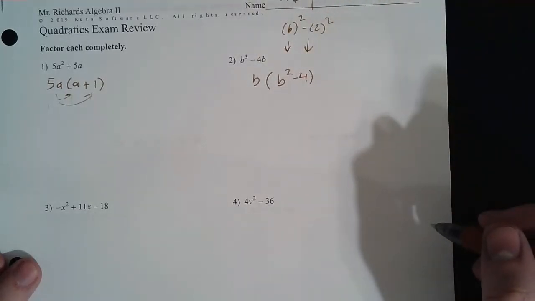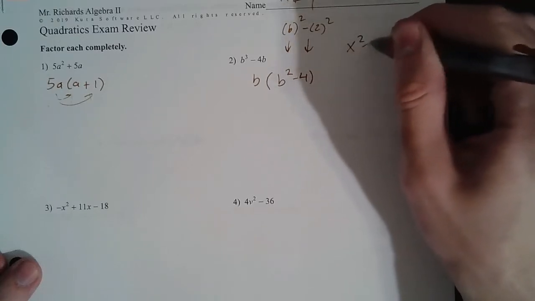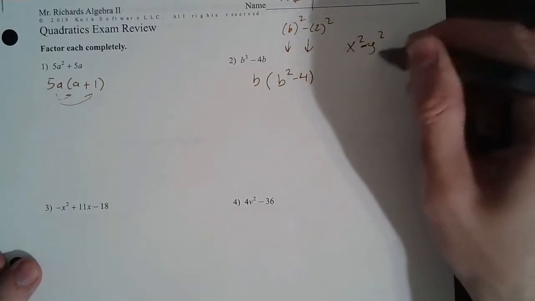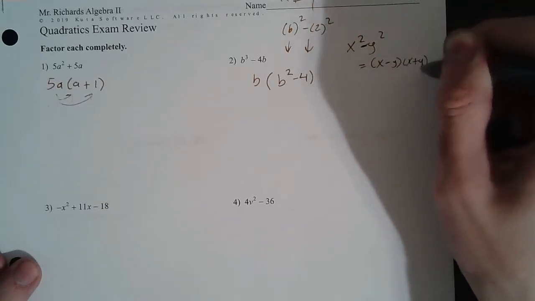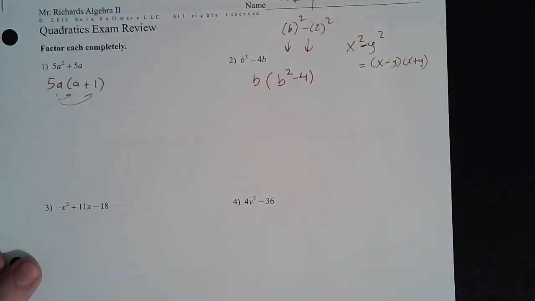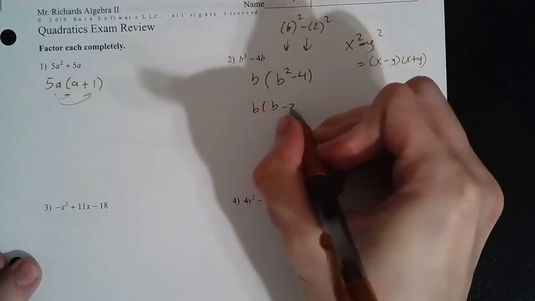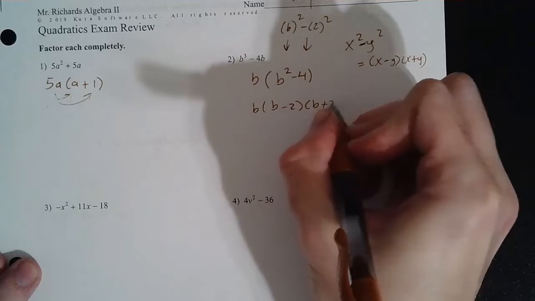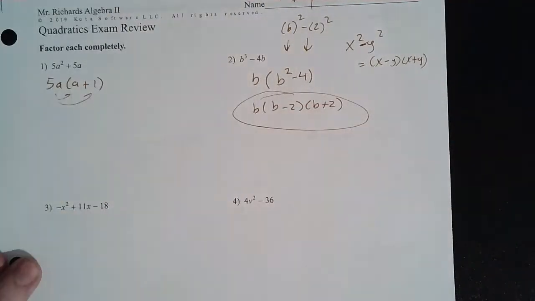Anything that's of the form a squared minus b squared, which is what this is, or x squared minus y squared, we did this as a difference of two squares. There's a nice little formula for us to have memorized. So in this case, we simply take that and turn it into b minus 2, b plus 2. That is, we did the square root, all done.